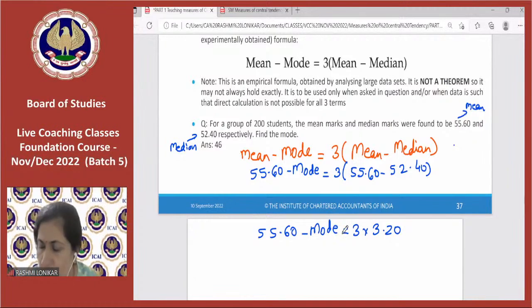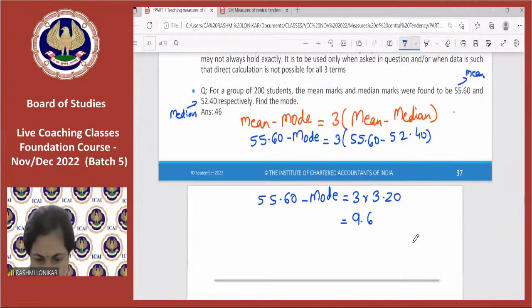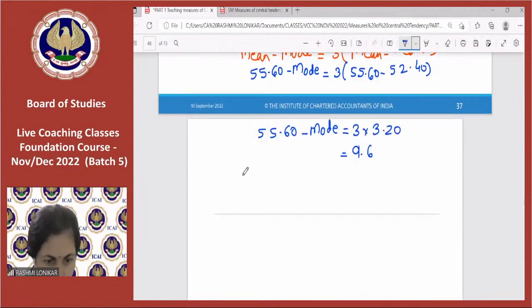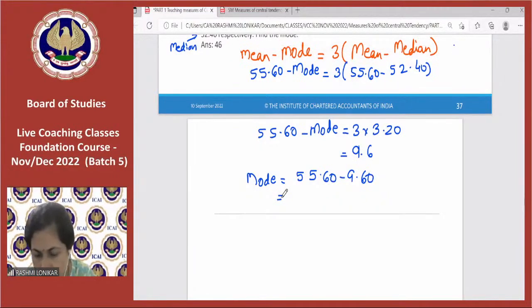How much is 3 into 3.00? 3 into 3.2 is 9.6. Now, what I do, I find the mode. So, mode will be equal to 55.60 minus 9.60, which is 45.4.